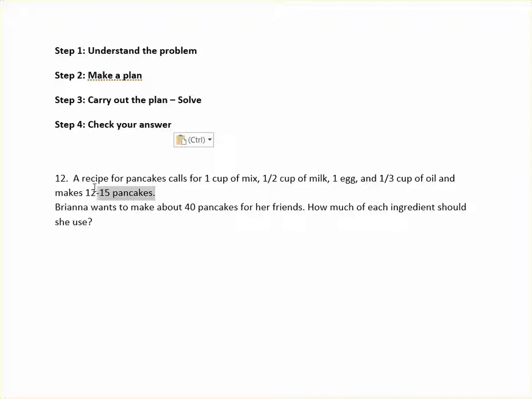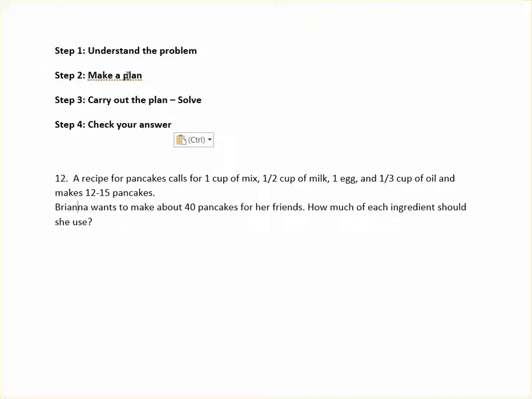And we discussed, what does 12 to 15 mean? Why is it a range? And if she wants to make 40 pancakes, it doesn't say exactly, it says about 40. So I wonder if there's something we could do to these for the smaller amount of pancakes to get to 40. That might be something to think about. And how much of each ingredient should she use? So I think I understand the problem.